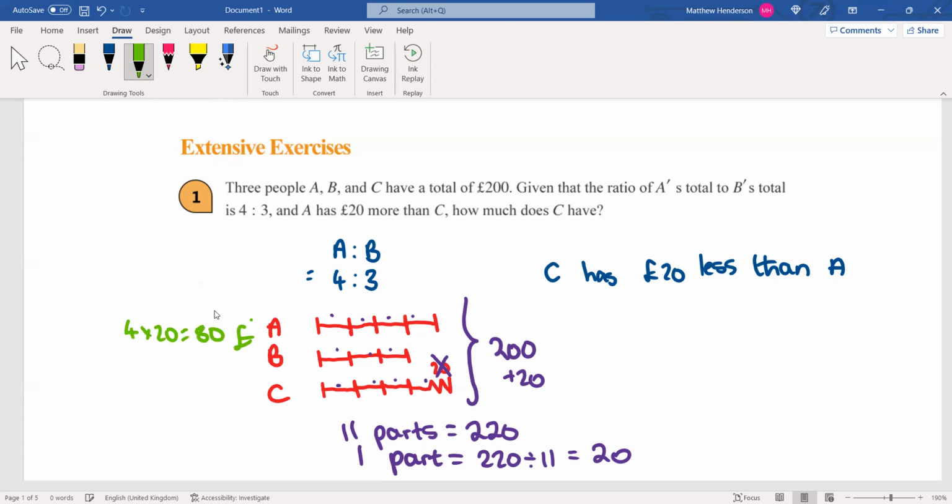We now know instantly that C will have £60, and you can just double check that B also has 3 segments. So that's 3 times £20 to make £60 again. Okay, so you can just do a quick check at the end and see that in total we have £200. We've got this ratio between A and B of 4 to 3, where each part is worth £20. And finally, we've got A that has £20 more than C. So we're finished.